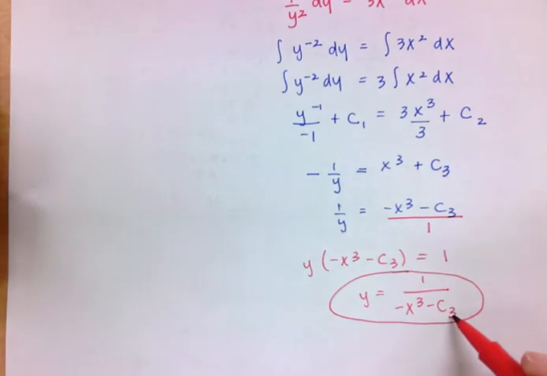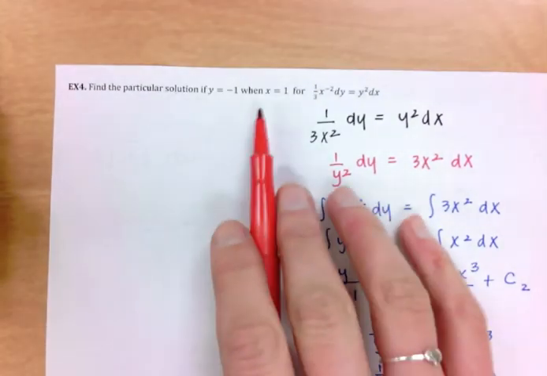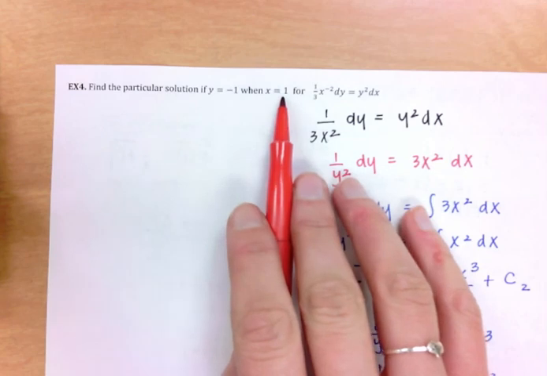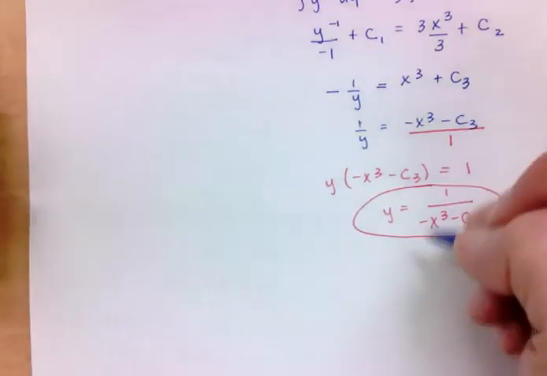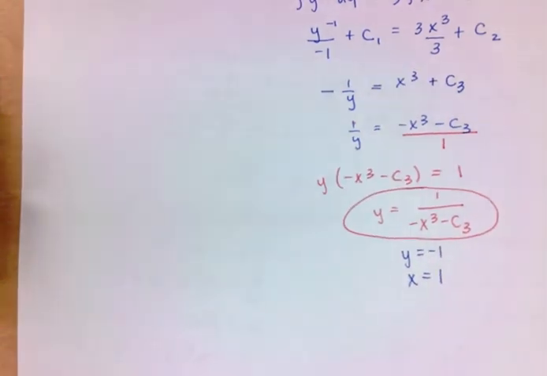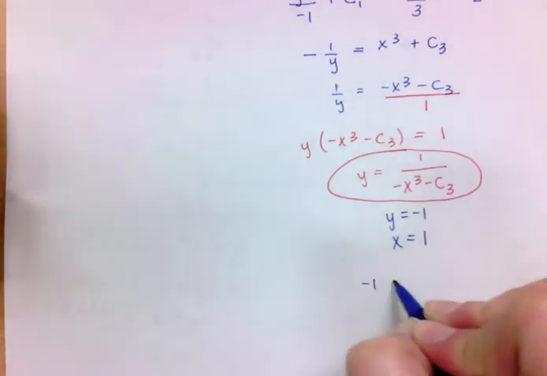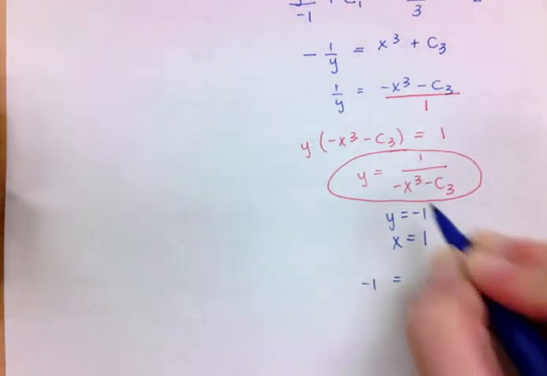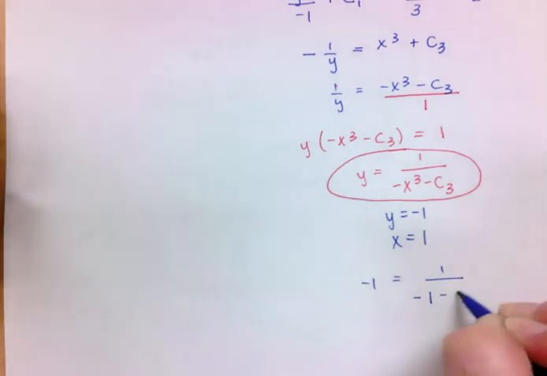Okay, so we have the C3, but they wanted us to find the particular solution. So we have that y is negative 1 and x is 1. So we just plug that in to find what C3 is. So negative 1 equals 1 over negative x cubed, so 1 cubed is just 1, minus C3.